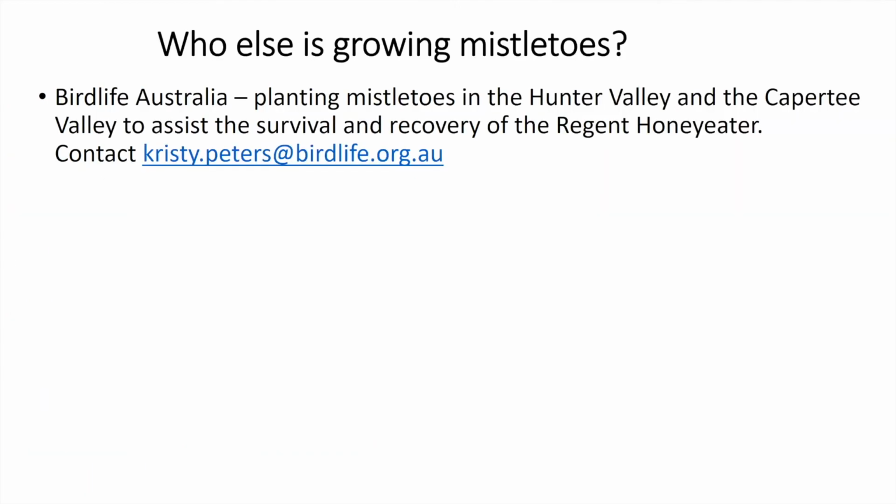So who else is growing mistletoes? BirdLife Australia. They've got a couple of projects growing as many mistletoes as they can, because if you want to get some of these birds around, you can plant trees, but it's going to be 10 to 20 years before you're getting flowers. Much easier to put mistletoes out. You're getting really good flowers in 3 to 5 years. So it's a great way to enrich the environment, and the birds actually look for mistletoes.